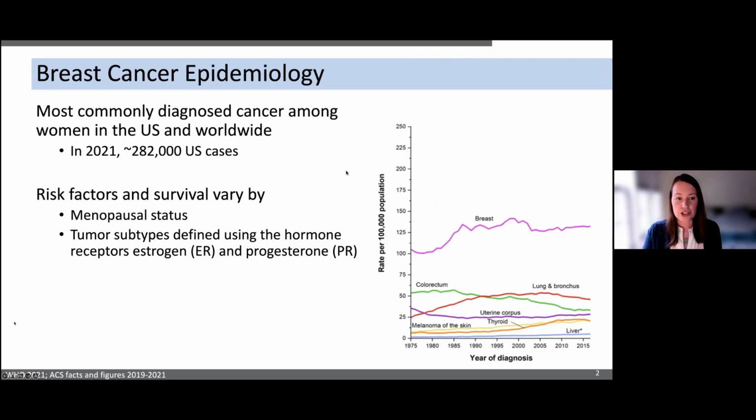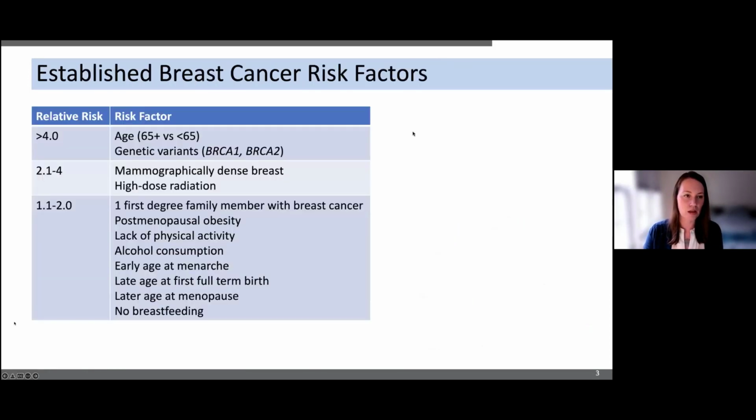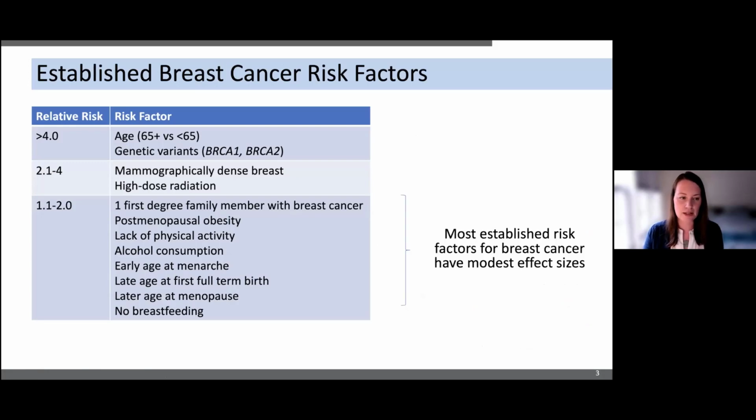Breast cancer is a heterogeneous disease, so both risk factors and survival vary by menopausal status at diagnosis, as well as tumor subtypes, which we often define using the estrogen receptor and the progesterone receptor. There are a number of established risk factors for breast cancer, and you can see that many of these tend to have modest effect sizes. So that's what we're used to seeing in breast cancer epidemiology.